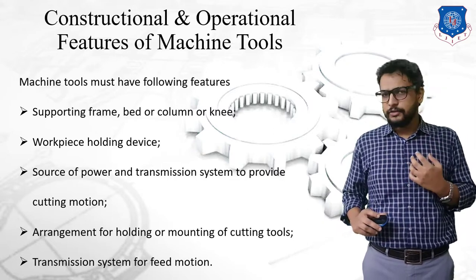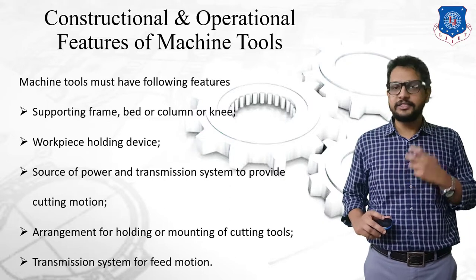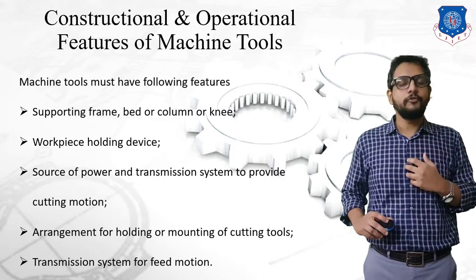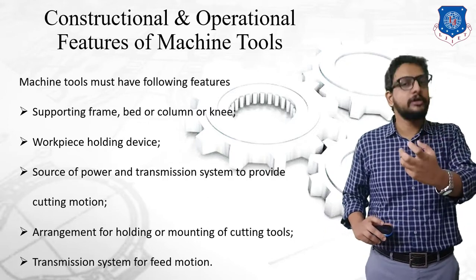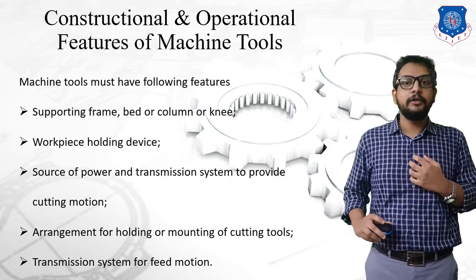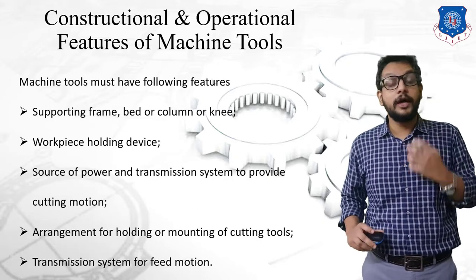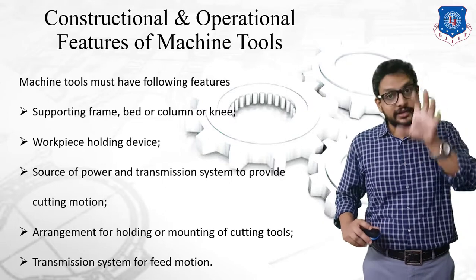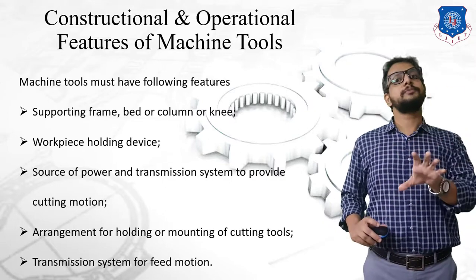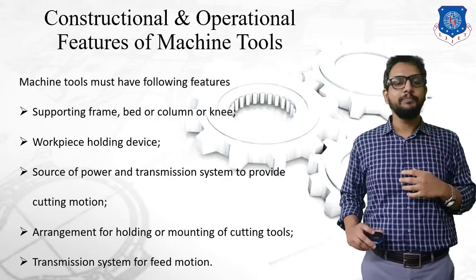We know several types of workpiece holding devices are available, that is, we have a 3-jaw chuck, a 4-jaw chuck, then we have mandrels to hold a hollow cylindrical workpiece, we even have centers, a collet, and jigs and fixtures are also provided. So all these features must be provided on our machine tool.